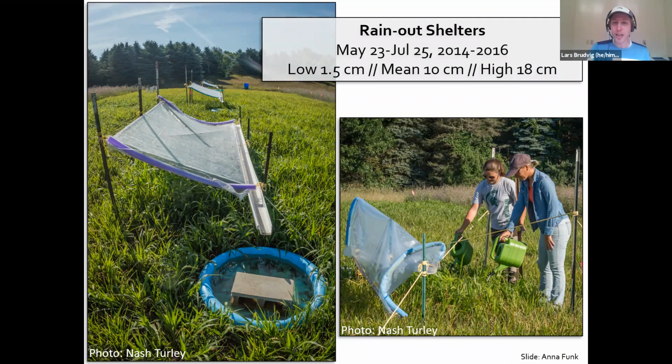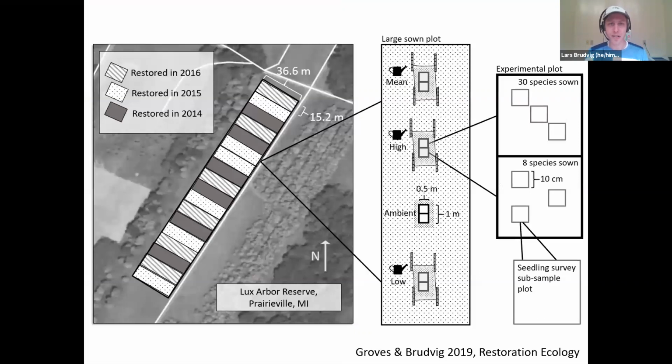Again, Anna repeated this process where the shelters were on the plots during their planting year, the first growing season, then they were taken off, cleaned, and reinstalled on the next year's plot. I'll also mention that she additionally manipulated the number of species sown into these plots.